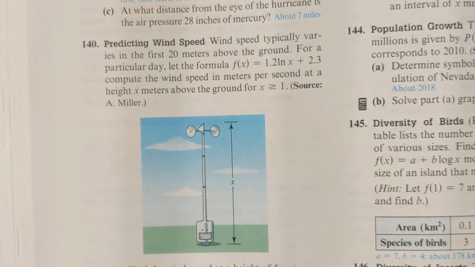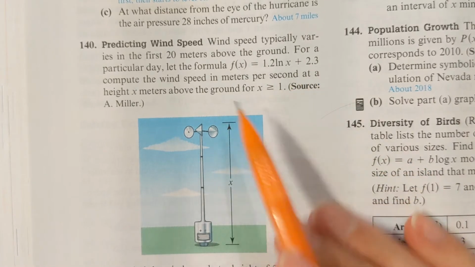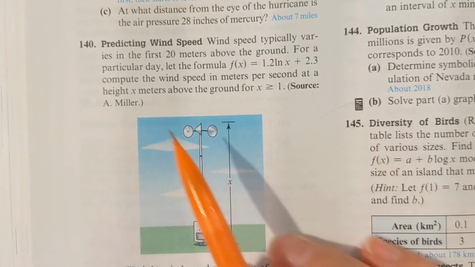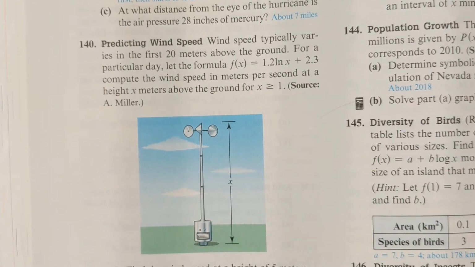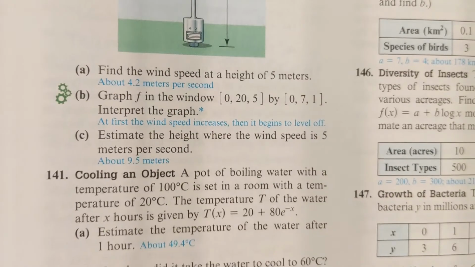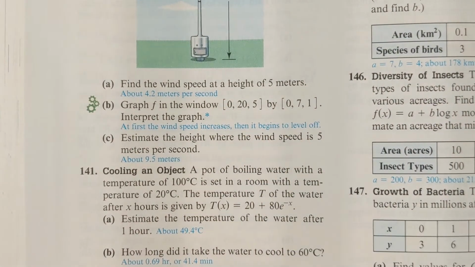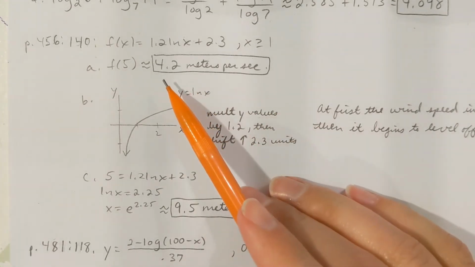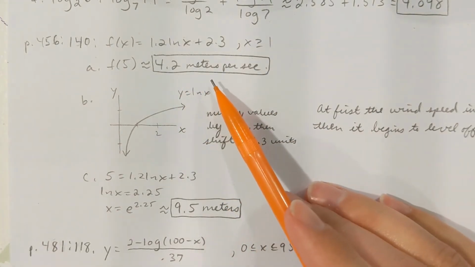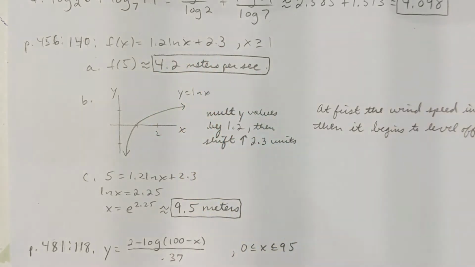For a particular day, let the formula f of x equal 1.2 ln x plus 2.3 compute the wind speed in meters per second at a height x meters above the ground for when x is greater than or equal to 1. All right. Part A, find the wind speed at a height of 5 meters. So x is the height, f is the wind speed at that height. So here I just want to simply plug in 5 and then simplify.